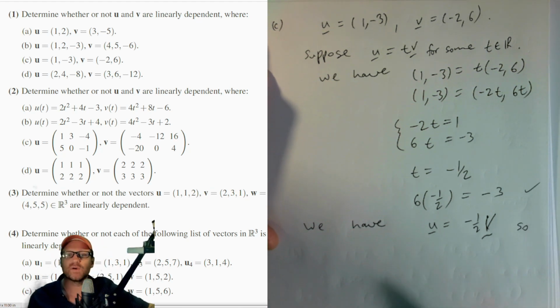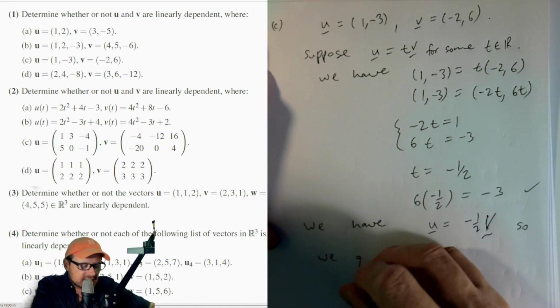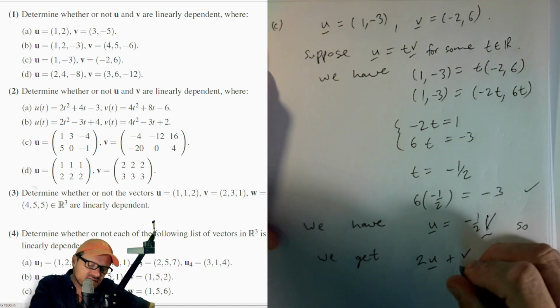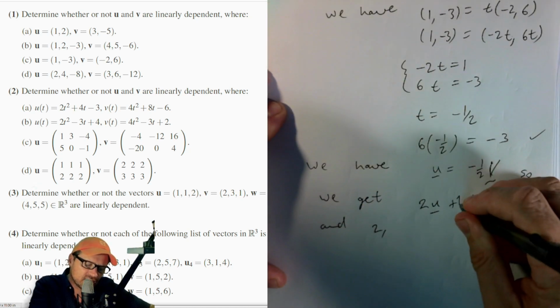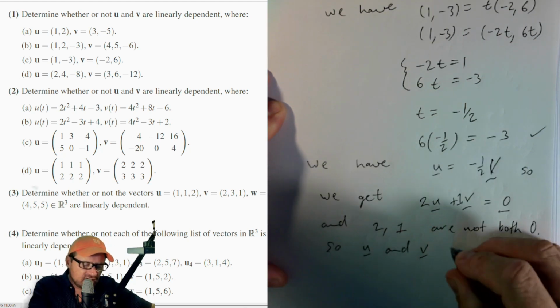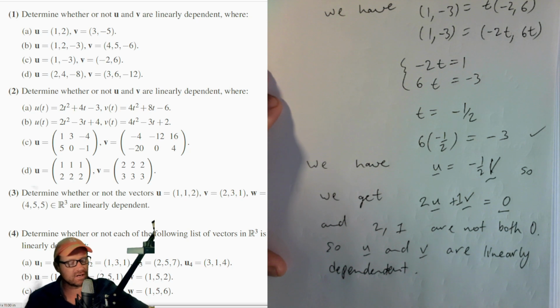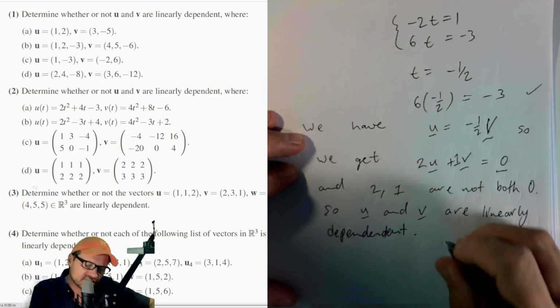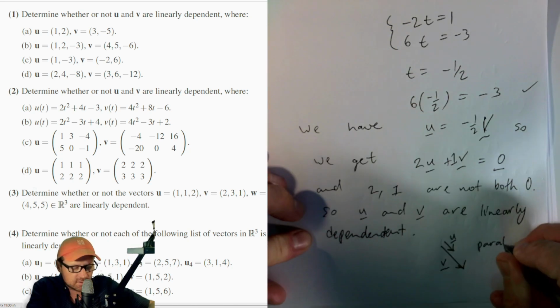If we multiply both sides by 2, say, and add v to both sides, we get 2u plus v is the 0 vector, and coefficients 2 and 1 are not both 0. So u and v are linearly dependent. So they depend on each other. And in fact, they're parallel vectors. So if we sketch these vectors, u might look like this and v might look like this. So I'll just write parallel.